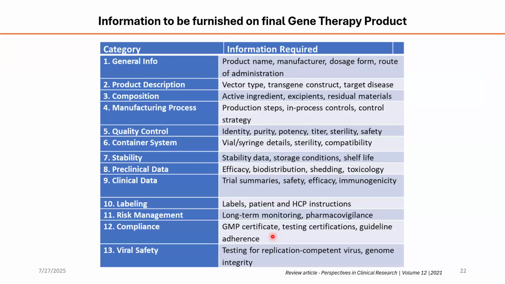Then for the final gene therapy product, you need all this information. So the product name, the manufacturer of the product, what is its dosage form, what is the route of administration, what kind of vectors are used, what is the target disease for this product, what is the active ingredient, what kind of materials are used, what is the in-process control, the purity, the potency, the titer, what kind of syringes are used, what is the sterility, the bioproduction, whether there are any toxicological results, all the trial summaries, labels, the patient name, then the instructions which have been provided to the patient, and what is the risk management, which means how long you are going to monitor.